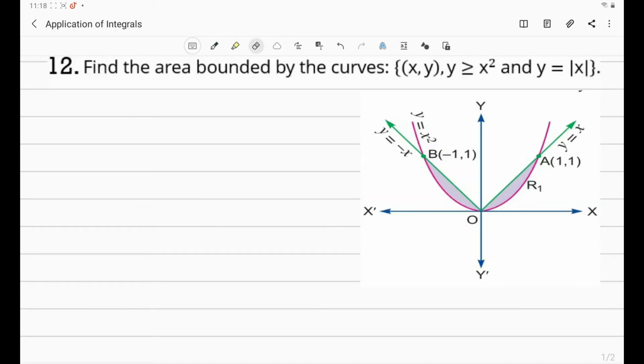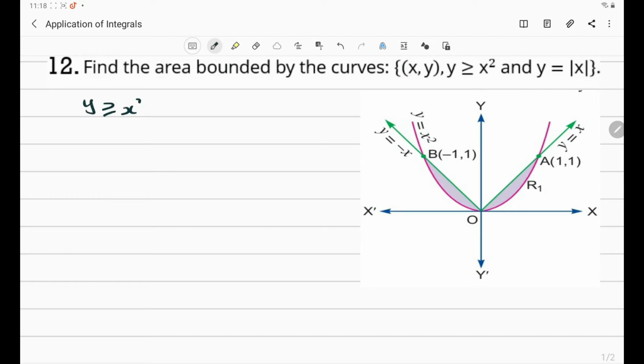Question number 12. Find the area bounded by the curves, the set of all ordered pairs x comma y, such that y is greater than or equal to x square and y is equal to modulus of x. Whenever we have inequalities like y greater than or equal to x square, then we have to first of all find the solution to y greater than or equal to x square.